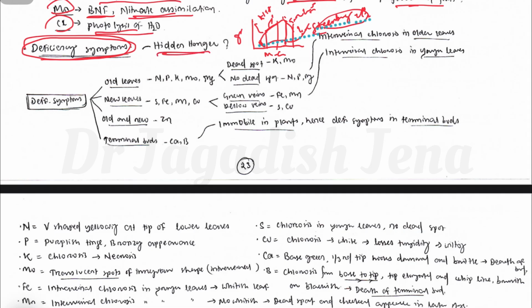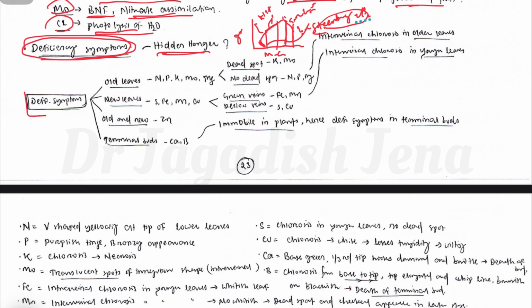Then sufficiency, I mean the nutrient concentration is sufficient for plant growth and development. Then comes luxury consumption, that means in excess the nutrient is accumulated in the plant cell. Then comes toxicity.